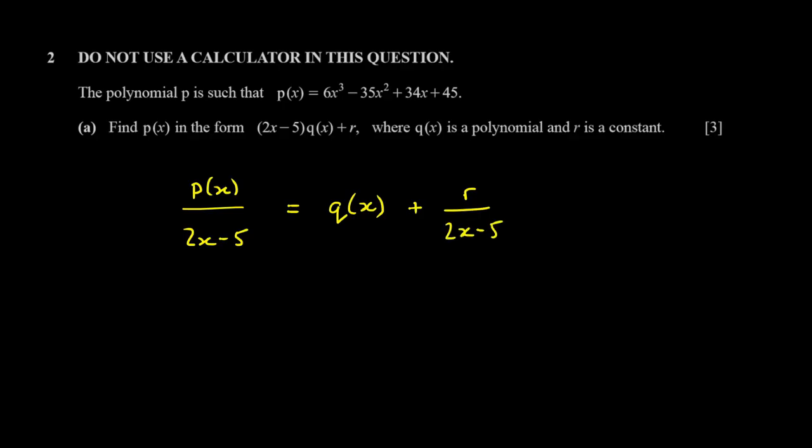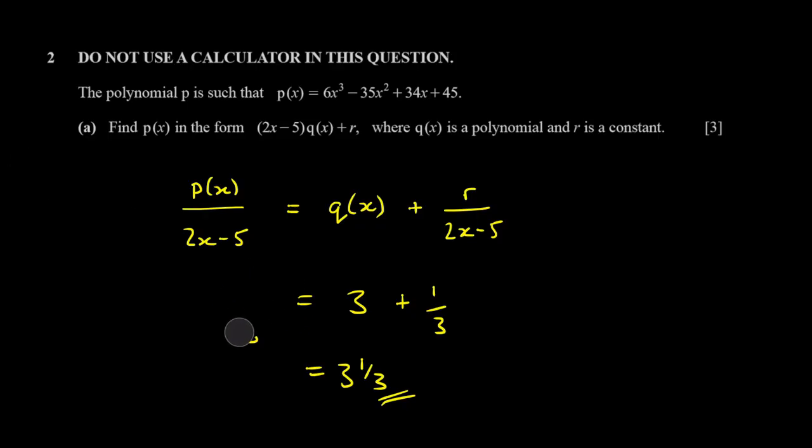If you wanted an analogy, imagine that we did 10 divided by 3. The closest multiple of 3 is 9, and 9 divided by 3 is 3. But then we've got a remainder of 1, isn't it? And that 1 still needs to be divided by 3. So we write 3 plus a third, or more commonly, 3 and a third. It's very similar to that, because we've got a polynomial, we divide it by 2x minus 5, we get this polynomial here, but we've got a remainder, and that remainder still needs to be divided by the 2x minus 5.